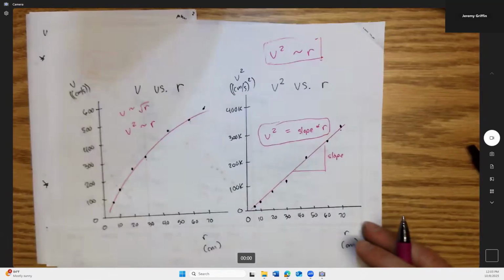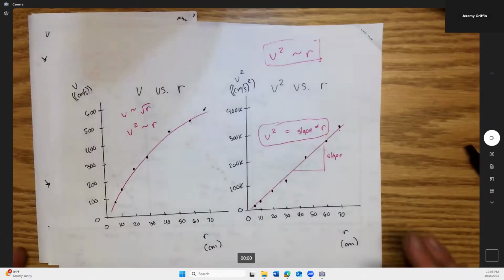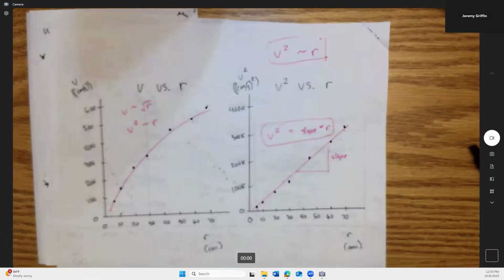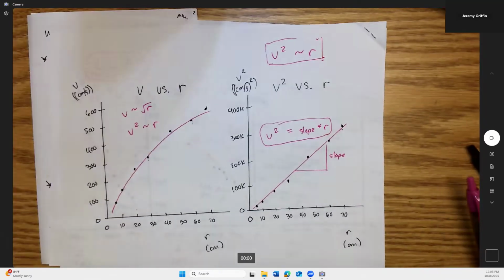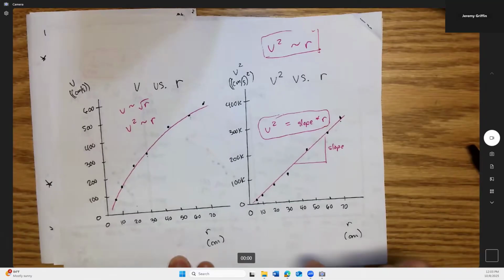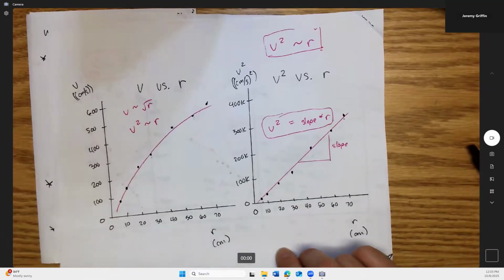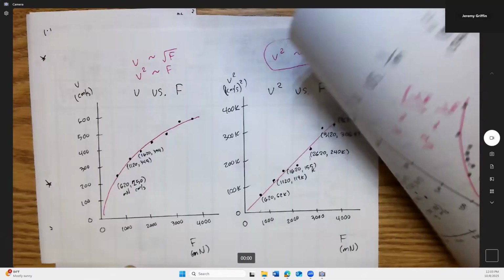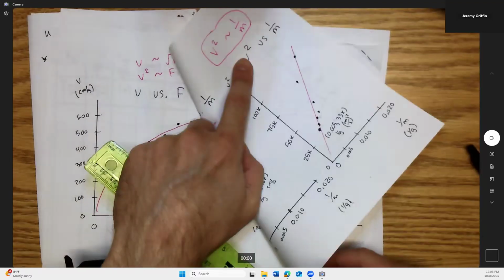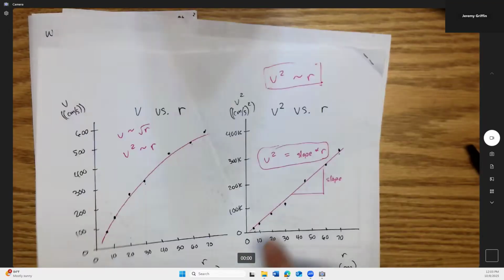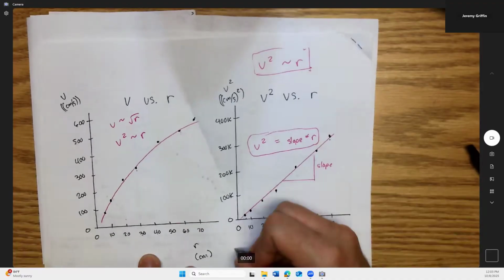All right, so guys, here I'll finish this lab off in this corner up here. So what we want to say, actually, how about down here? You got some space down here. So I have three proportional relationships. We got v squared proportional to the force, v squared proportional to 1 over the mass, and v squared proportional to the radius. Can you guys put that all together?